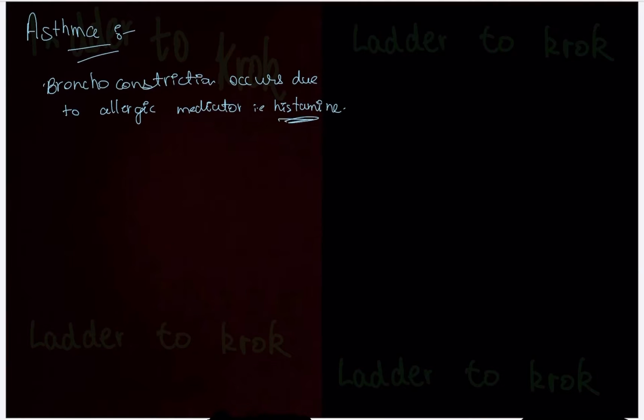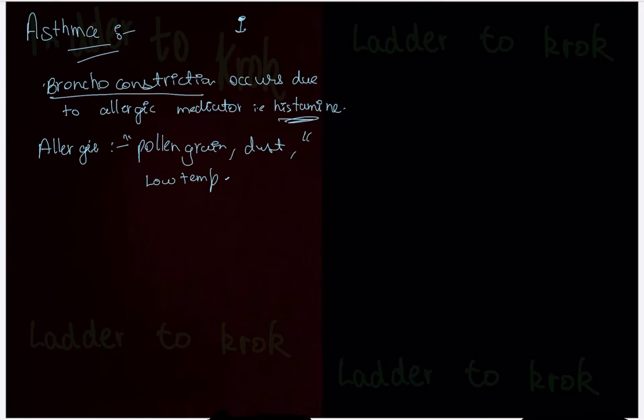Even if a little antigen comes into your lungs, a normal person's body won't produce too much histamine for that. But in these asthmatic people, even for a small amount of antigen, their bodies become too hypersensitive, so it causes bronchoconstriction. It is a kind of allergy, like being allergic to pollen grain, dust, or low temperature. These all things usually cause bronchoconstriction. And everyone has different kinds of triggers too.